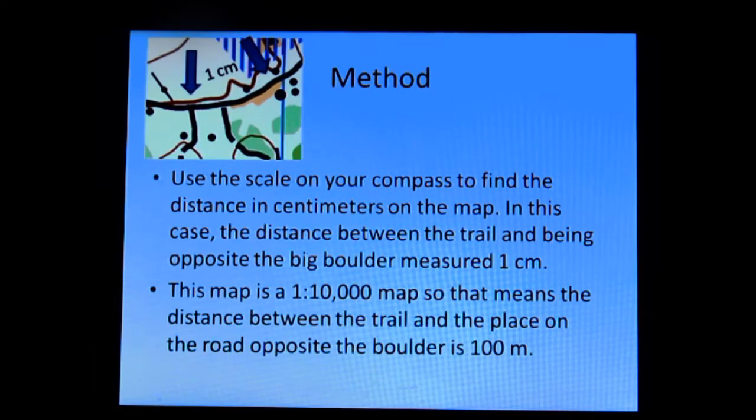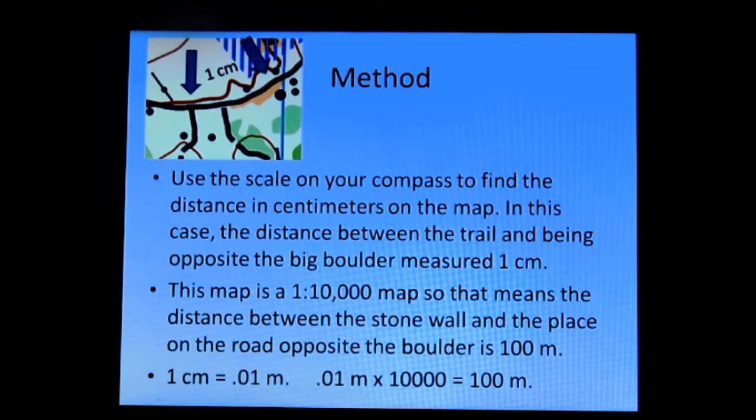This map is a 1 to 10,000 map, so that means the distance between the trail and the place on the road opposite the boulder is 100 meters. The math is 1 centimeter equals 0.01 meters. 0.01 meters times 10,000 equals 100 meters.